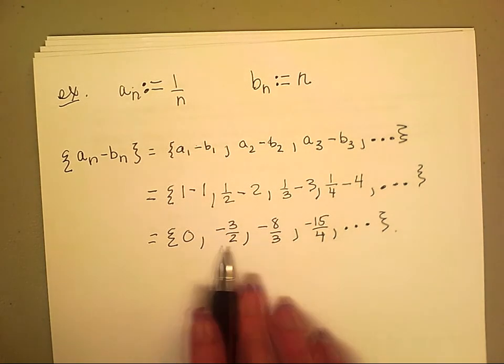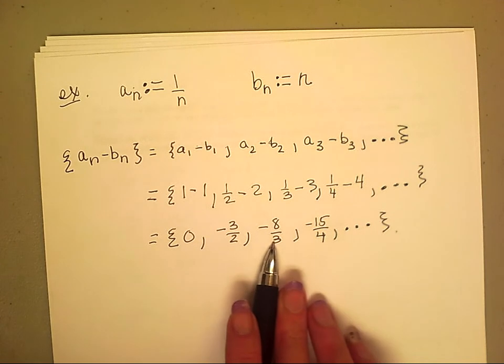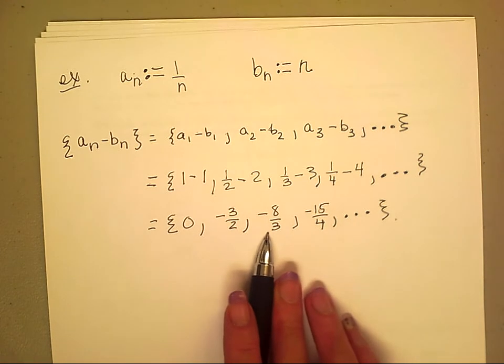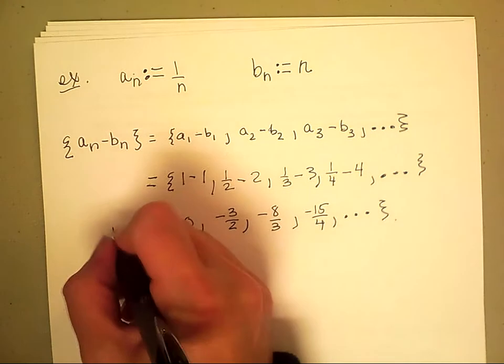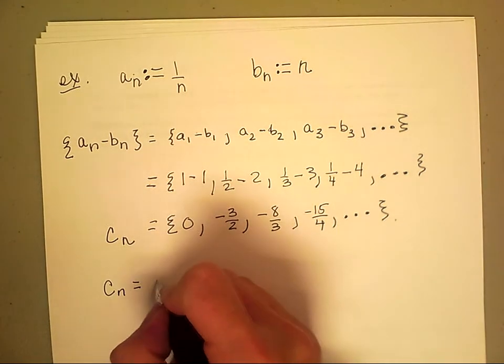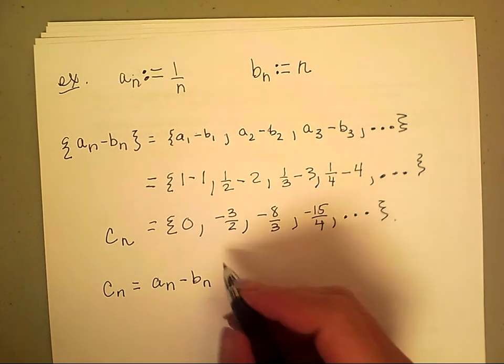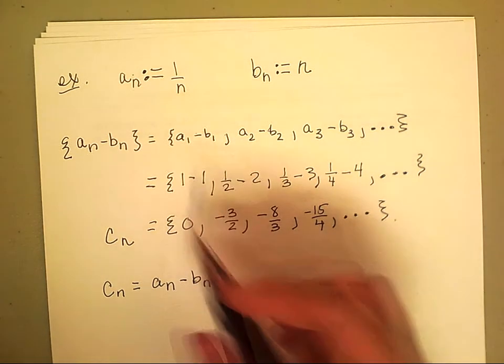Okay, but that's just the first few terms. What if I wanted to know what generates this? That is, if I wanted to just pick the nth term of this sequence, what would we have to do? So this is a new sequence, let's call it c sub n. Now we know c sub n is equal to a sub n minus b sub n. That's how we got it.